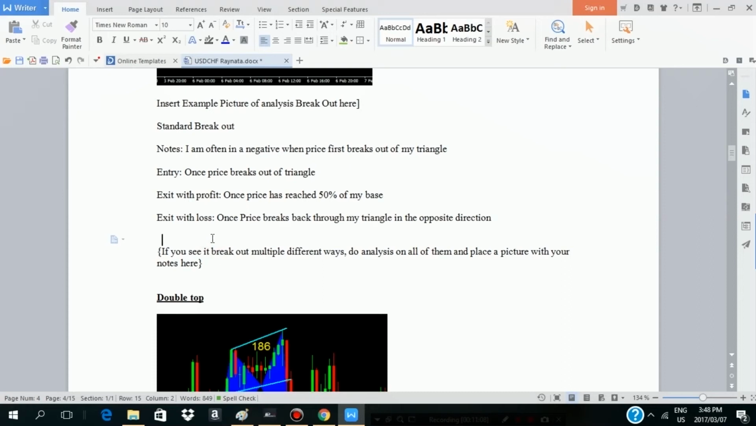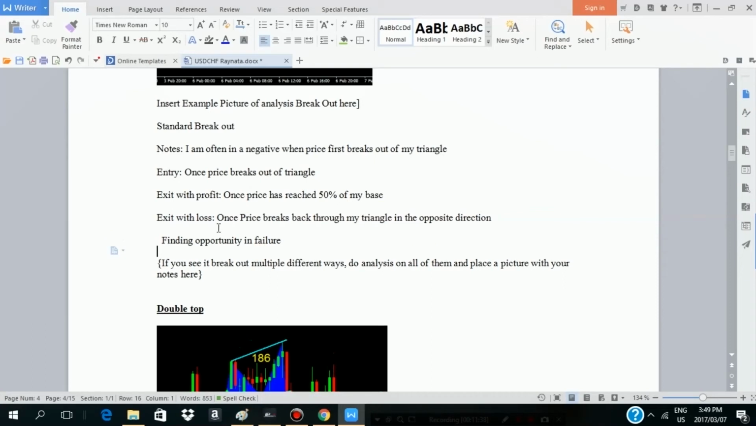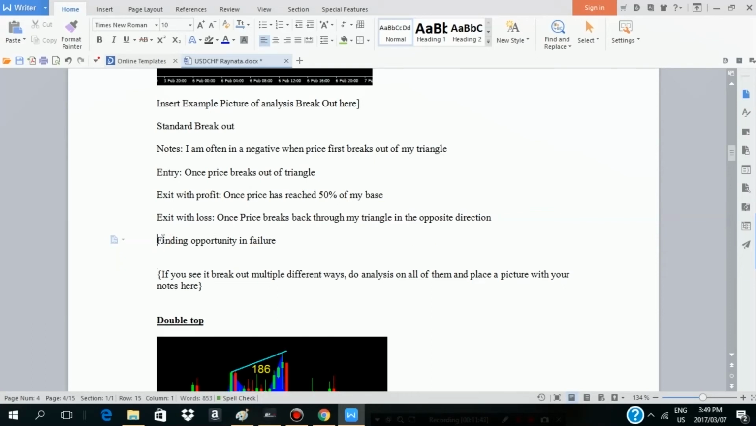Now, how does this pattern fail? Is there any way you can make or take advantage of how this pattern fails? Finding opportunity in failure. You can highlight that or underline it.